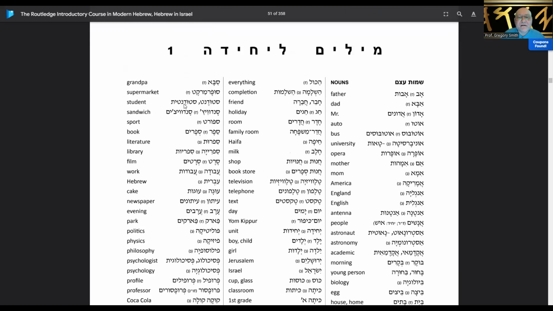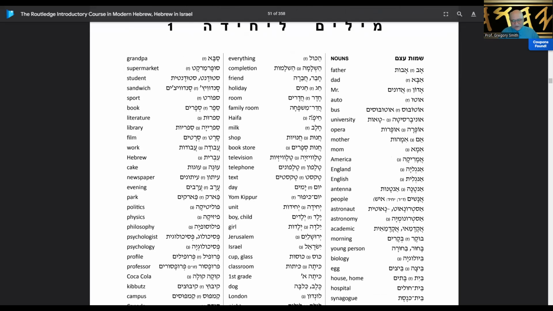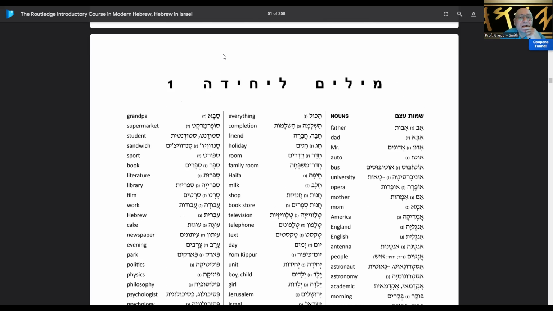Now let's go to this next column. So in this unit, we've covered a lot of vocabulary. A lot of vocabulary. Okay, so let's see. Looks like hakol is everything. Hashlama, hashlamot. I think that's how you pronounce that.